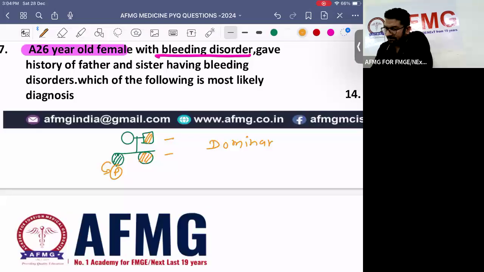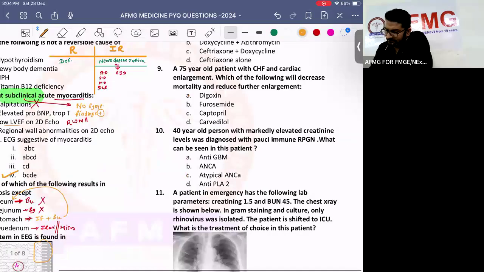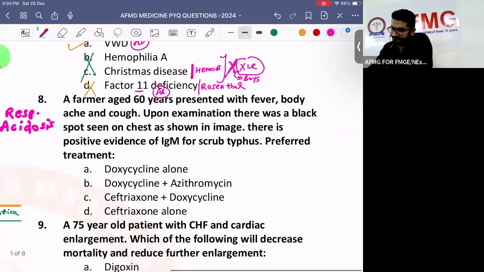And which among this is dominant? A. So answer will be von Willebrand disease. This question came in your exam. ये आपके एग्जाम में आया हुआ question. Is it clear? So try to understand. Medicine question will not be easy. Sometimes you know everything, but still we confuse. Moving to next. Try to answer.